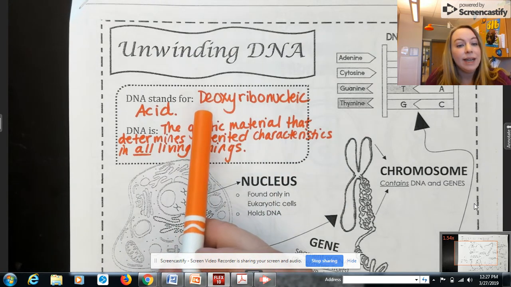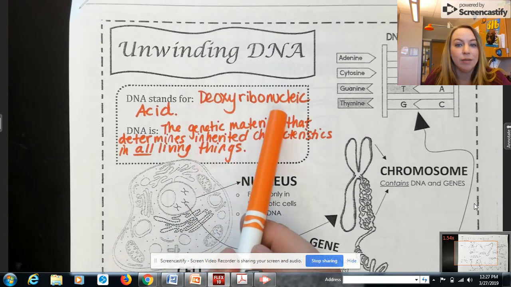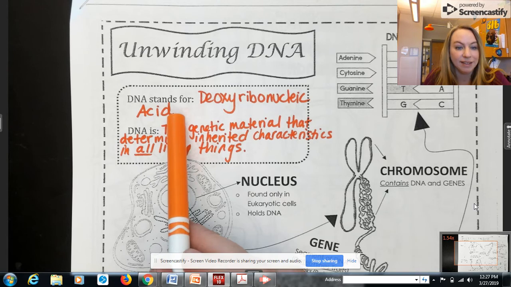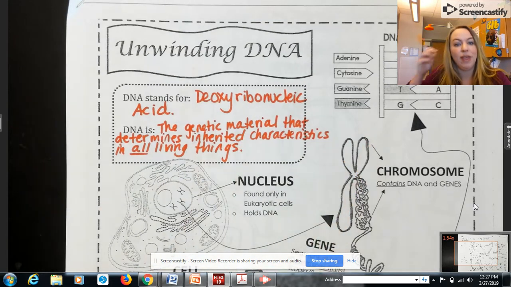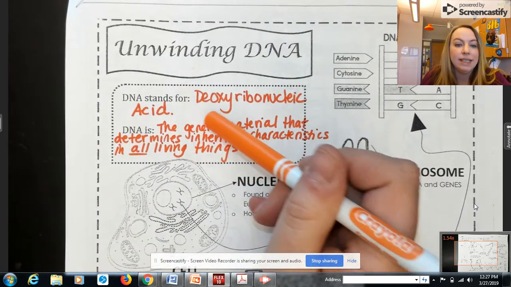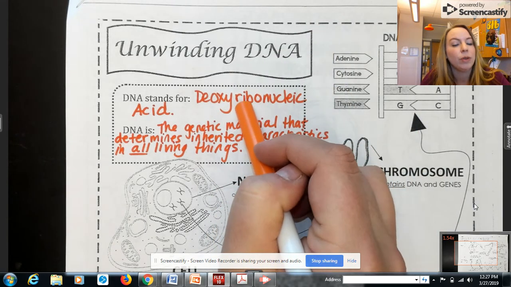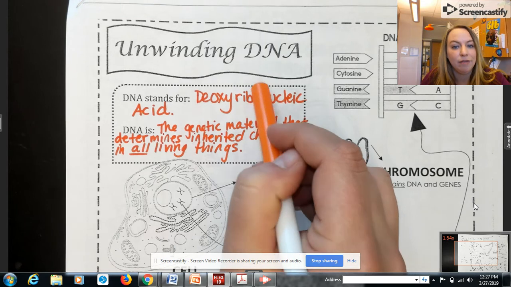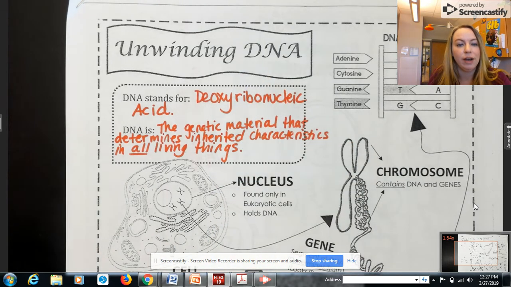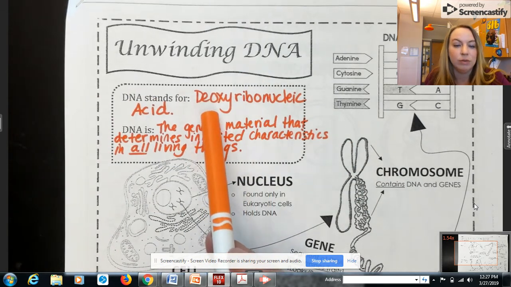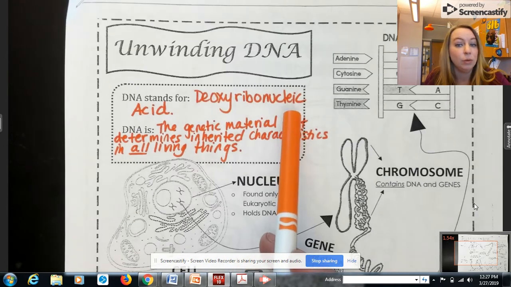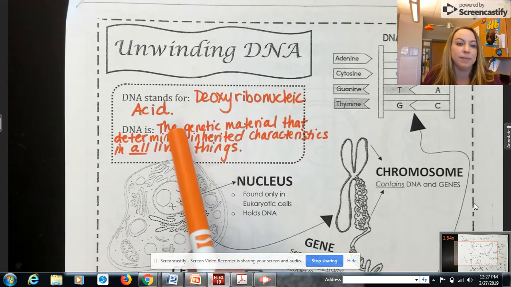So DNA stands for deoxyribonucleic acid, okay? Just to refresh you on that, which we've talked about already, the deoxy has to do with the ribose sugar. So the ribose in DNA, that little pentagon sugar, is missing an oxygen. So deoxyribonucleic, it's found in the nucleus, acid.